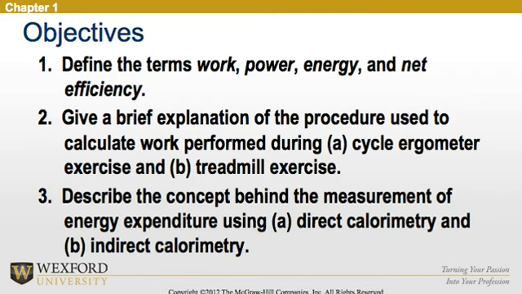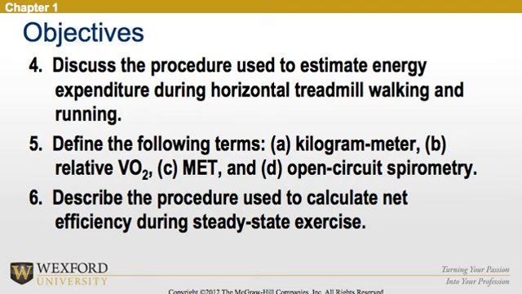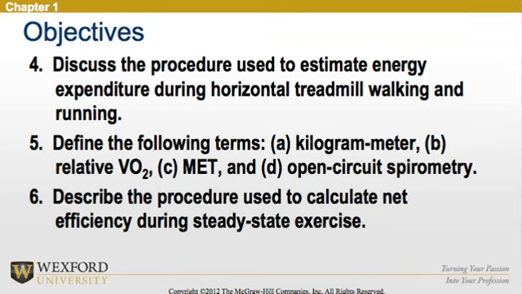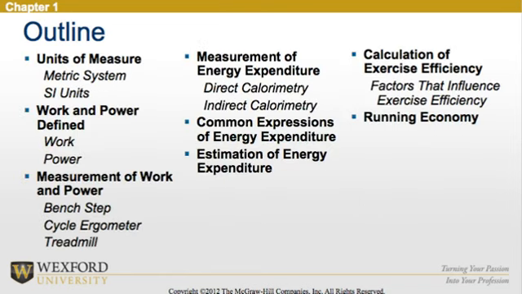indirect calorimetry. Also, we will discuss the procedure used to estimate energy expenditure during horizontal treadmill walking and running. We will define the following terms: kilogram meter, relative VO2, MET, and open circuit spirometry. In addition, we'll describe the procedure used to calculate net efficiency during steady state exercise. For those of you who are taking notes, here is a brief outline that you will be able to follow.